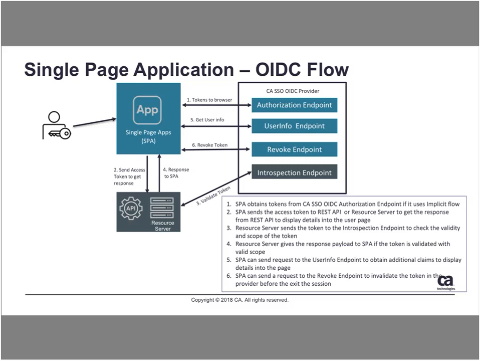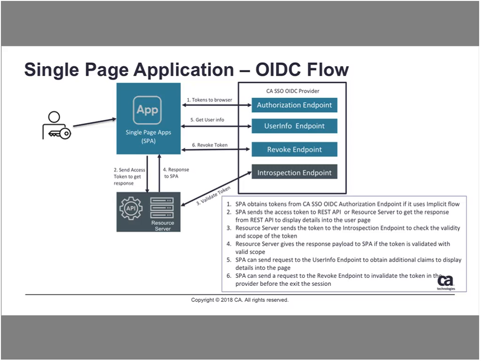In order to handle all these steps, the CASSO OIDC provider supports various OIDC endpoints like the authorization endpoint, user info endpoint, introspection endpoint, and revocation endpoint. Apart from these, the token endpoint and JWK endpoints are also available in the product, which are not displayed in this particular flow diagram, in order to make the purpose of the implicit flow for single-page applications very clear.